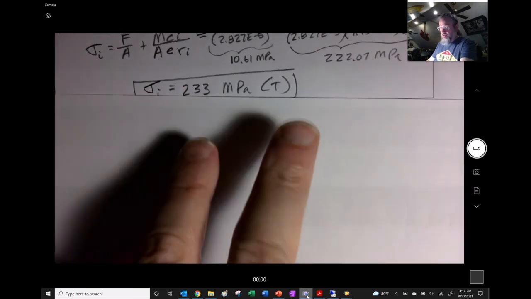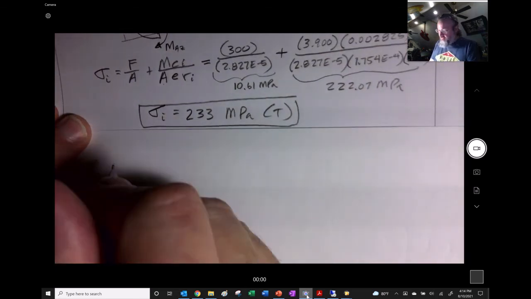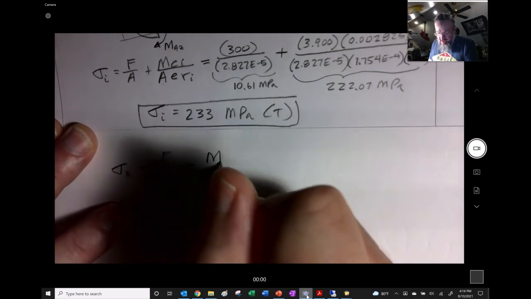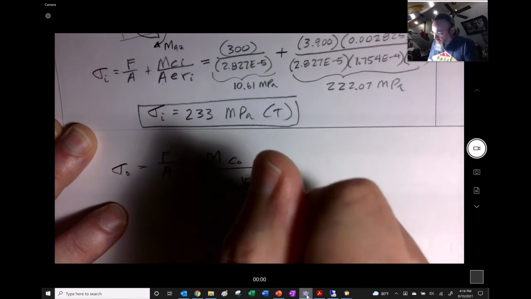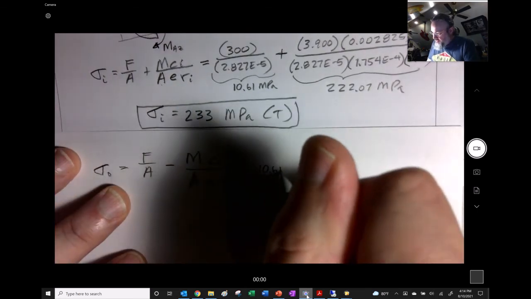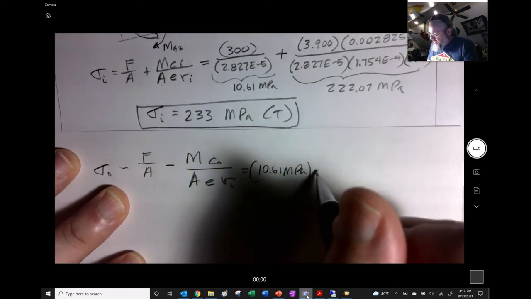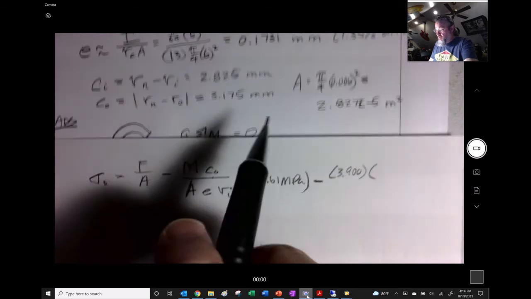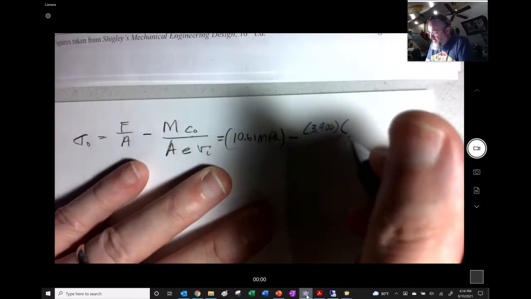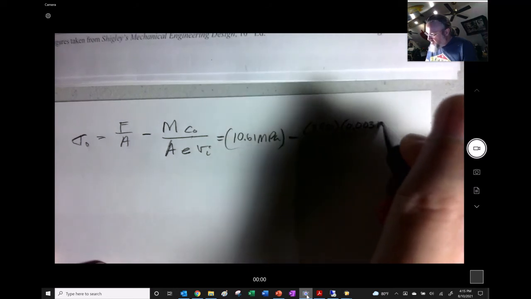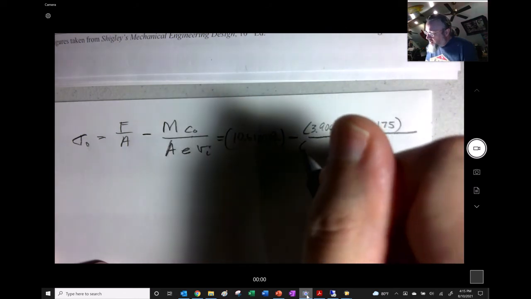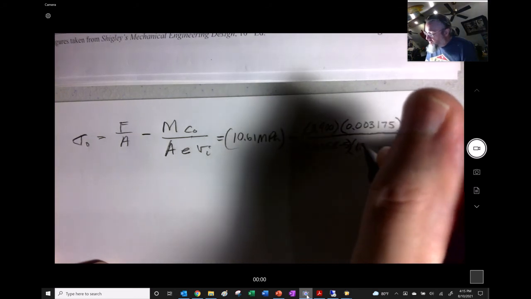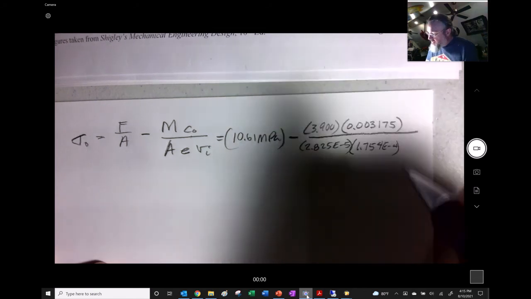So I'll continue on a separate sheet here for the outside. And we have that same F over A, but now we have a minus M c_o over A e r_i. So we're going to have 10.61 megapascals, and then subtract out 3.900. The c_o of this was 3.175. So we get 0.003175 divided by our area, which was our 2.825 E minus 5. And this is our e of 1.754 E minus 4.